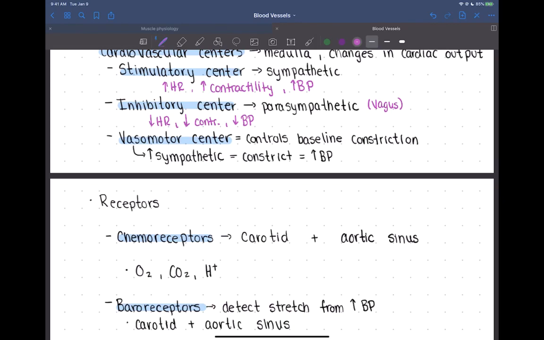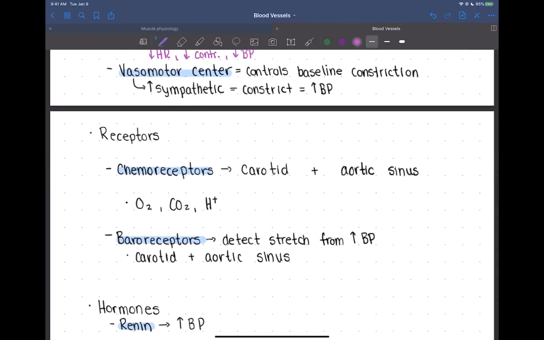For example, the sympathetic nervous system: if we increase its activity, that will cause constriction of those blood vessels and increase blood pressure. And then we can decrease input from the sympathetic nervous system and kind of reverse that. All right, so now let's talk about some special receptors, and then we'll talk about hormones.